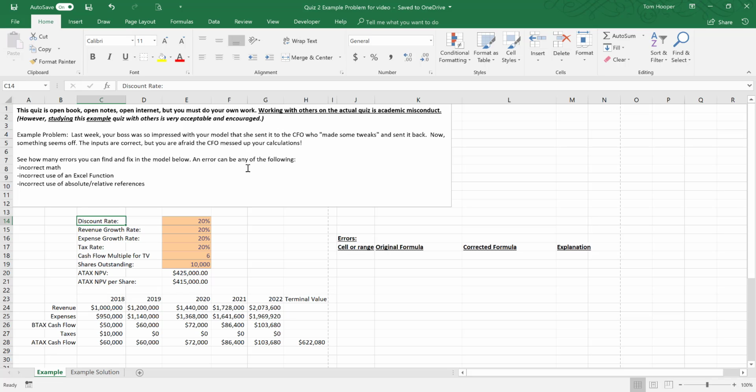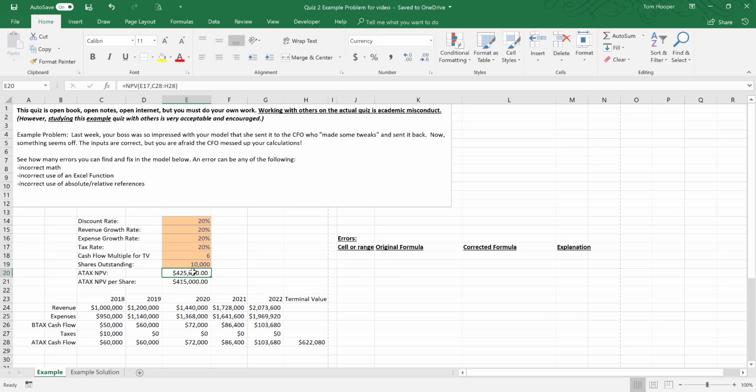And those errors can be any of the following. They can be incorrect math, incorrect use of an Excel function, or certainly incorrect use of absolute and relative references. You don't need to worry about the inputs. Let's assume that they're all correct, but check everything else in the model that I give you.